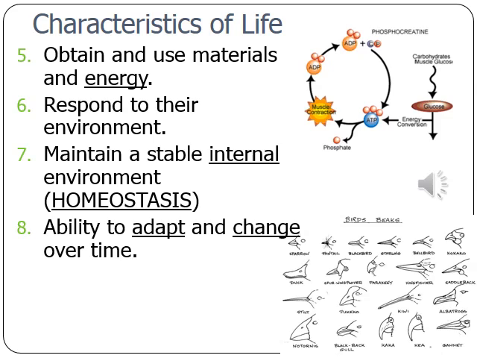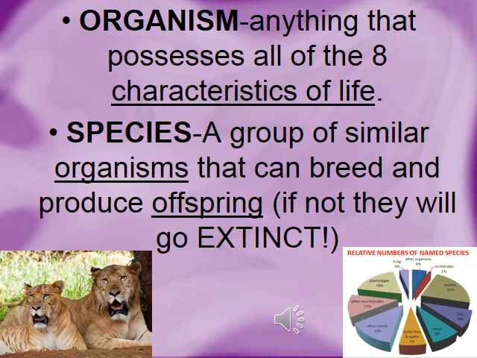7, they maintain a stable internal environment, which is called homeostasis, and 8, they have the ability to adapt and change over time. An organism is anything that possesses all of the 8 characteristics of life. A species is a group of similar organisms that can breed and produce offspring. If they cannot produce viable offspring, then they will go extinct.